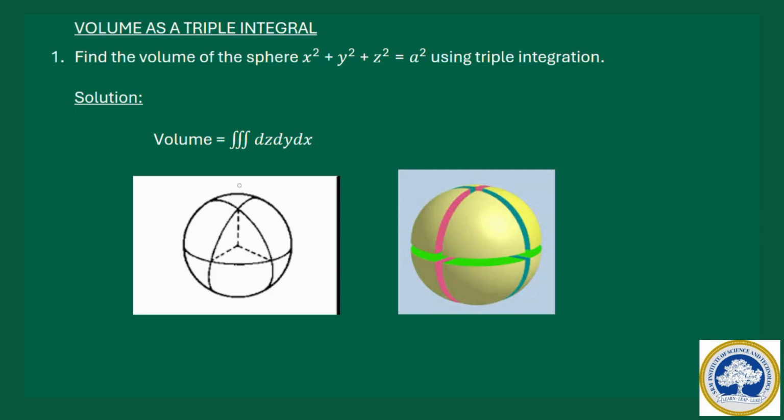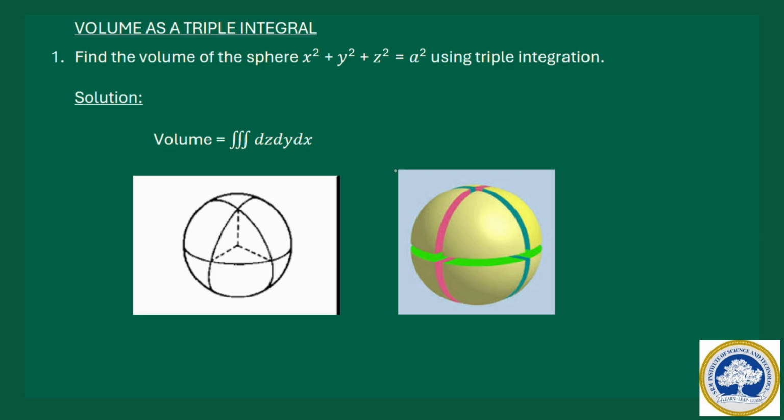In this video, let us see how to find the volume using triple integration. First question: find the volume of the sphere x² + y² + z² = a² using triple integration. So already we know that volume is equal to the triple integral dz dy dx, which is the formula to find the volume using triple integration. So here we are going to find out the volume of the sphere.